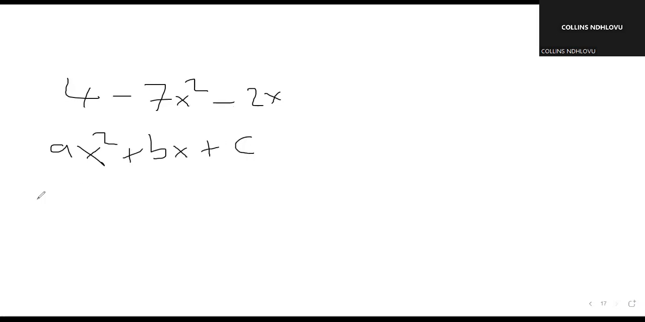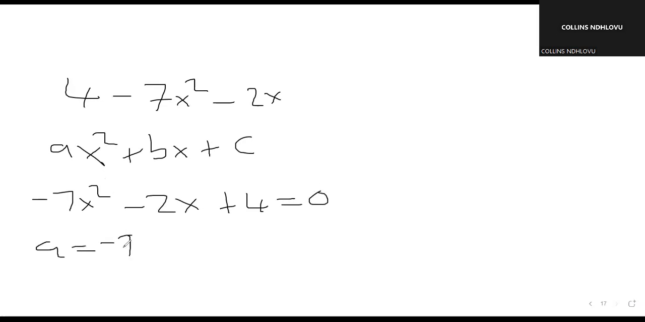I repeat, if you're given a quadratic equation like this, you need to identify your a, b, and c using the equation ax squared plus bx plus c. Can we arrange this? Minus 7x squared minus 2x plus 4 equal to 0. So our a in this case will be -7, our b will be -2, and our c will be +4.